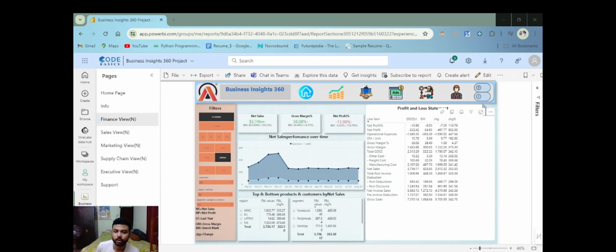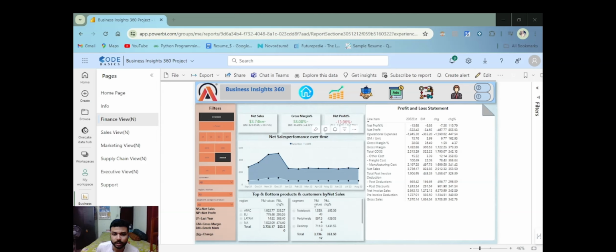In the profit and loss statement, as we can see, due to operational expenses, as the company is in its growing phase, it spends a lot on ads and marketing. So it has lots of operational expenses. So the net profit percentage is negative, but the GM percentage is all positive.